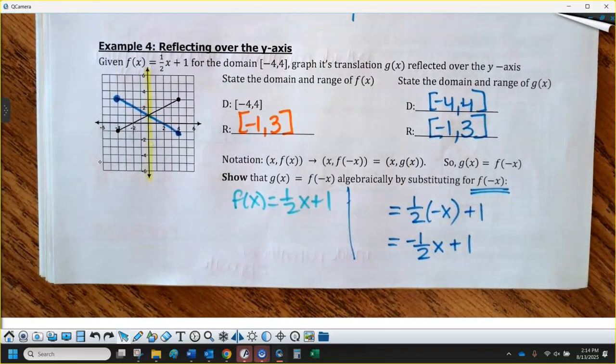If you guys look at the graph though, that's what this is. I'm crossing at 1, go down 1 over 2, down 1 over 2. So it matches that to show that algebraically. There's a question like that on the homework.